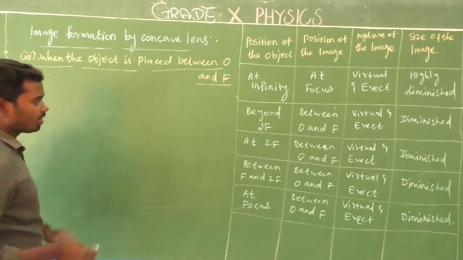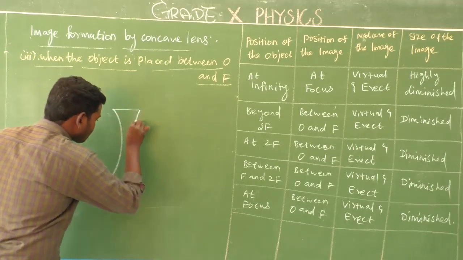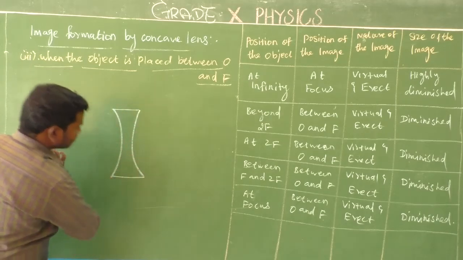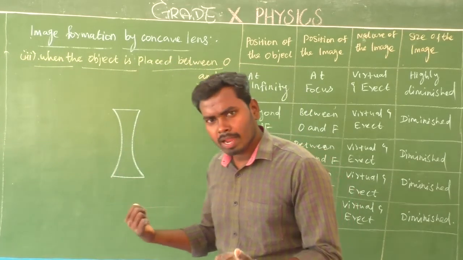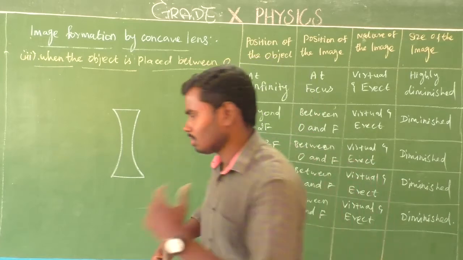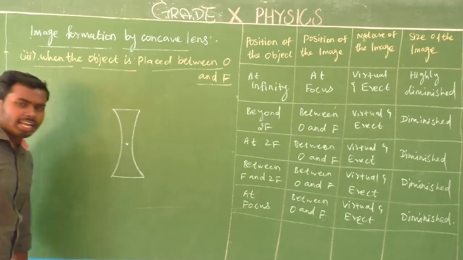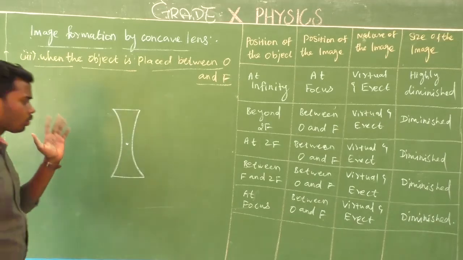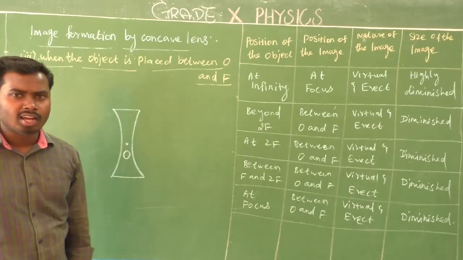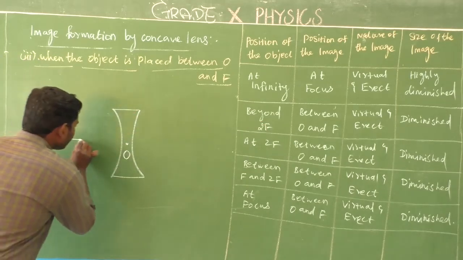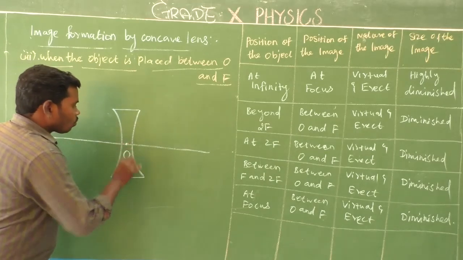Consider a concave lens. Yes, it is a beautiful concave lens. Am I right? This is made by who? Am I right? Yes. The center point of a concave lens, what is that? This optical center O. And the imaginary line which passes through the optical center, what is that? That is the principal axis. This is the principal axis.